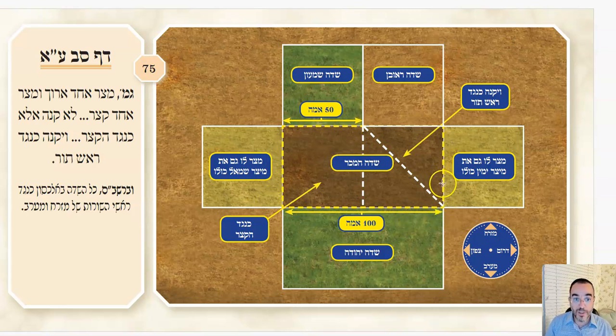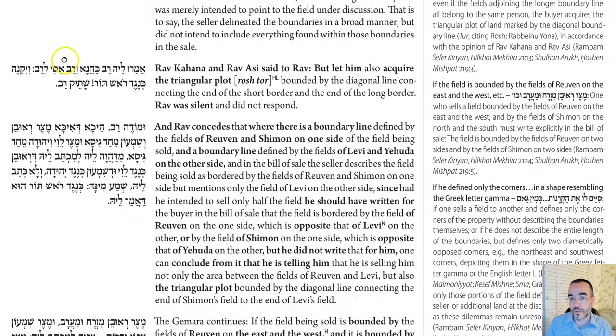You don't have to give him everything. You're not going to square it off altogether, because he didn't say the land of Reuven, but he should get this triangle piece over here, in addition to what Rav said over here. And Rav had no response to that. It doesn't necessarily mean that he agreed to it, but he didn't argue back and say anything.